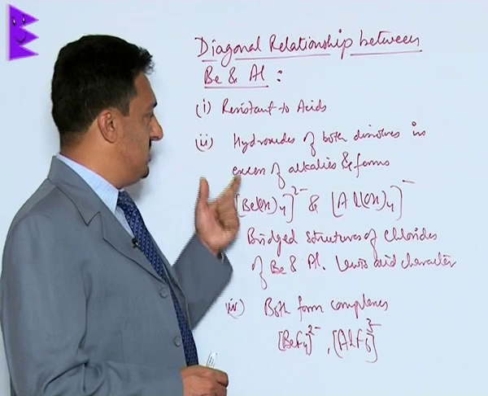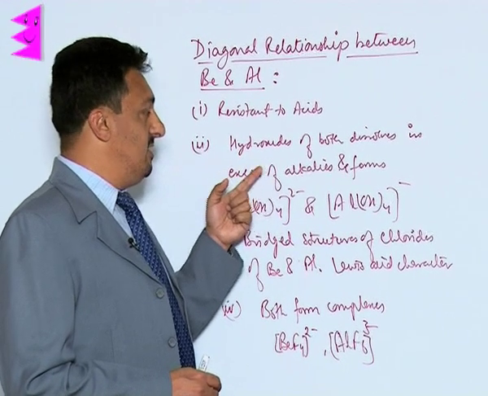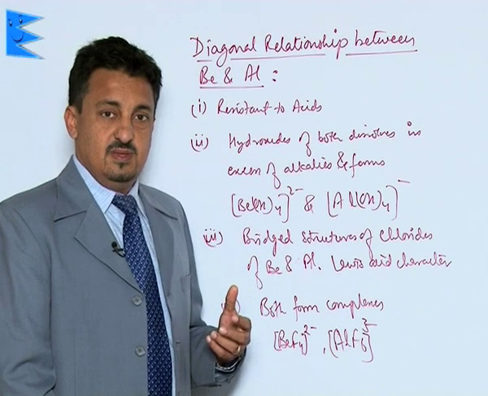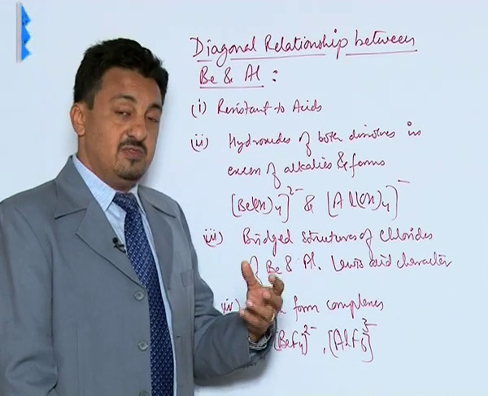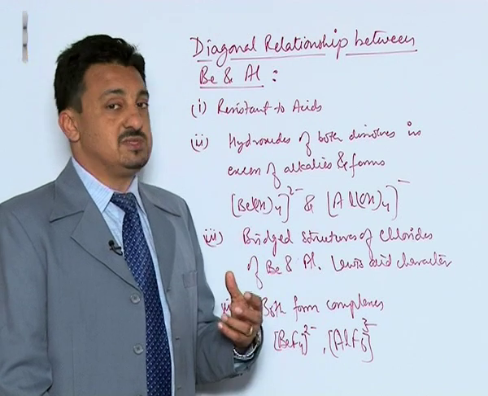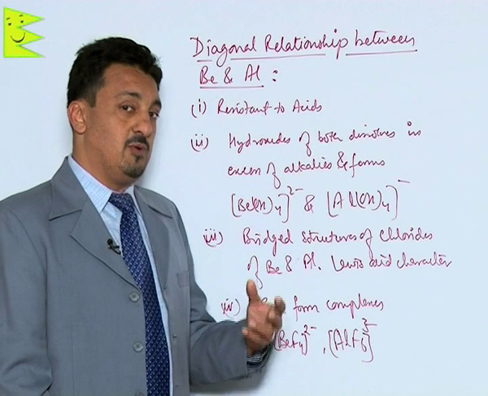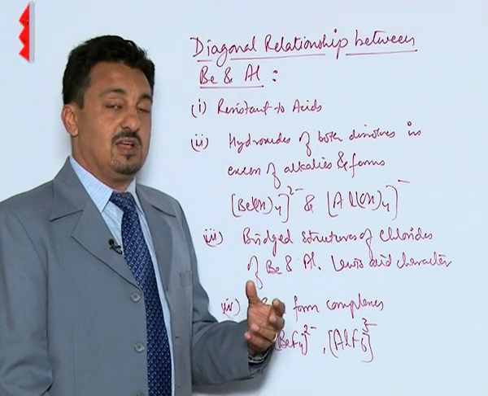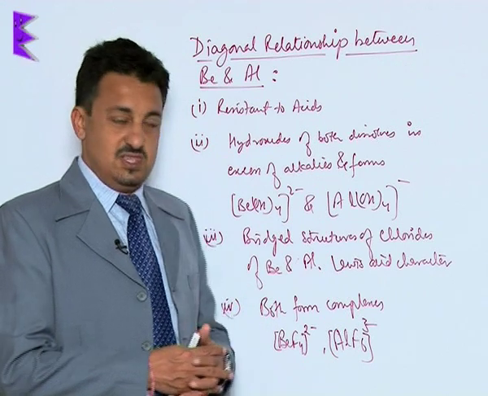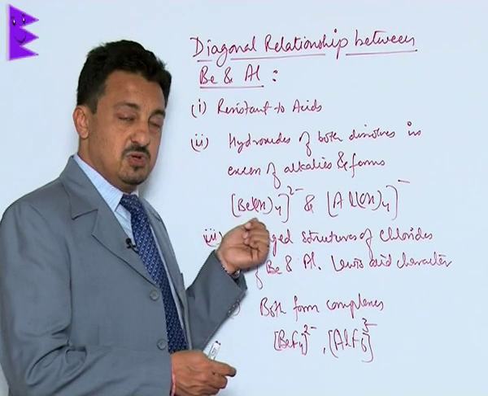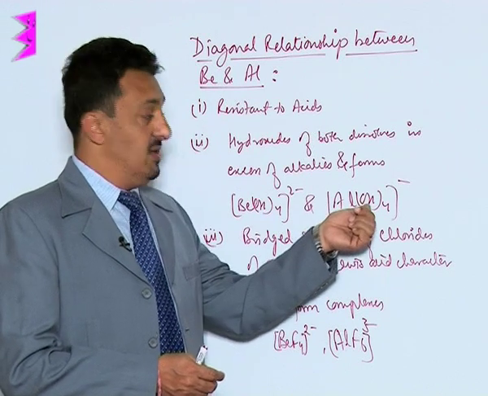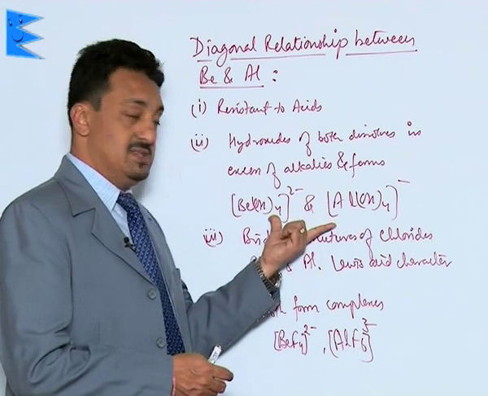Then the next point, the hydroxides of both dissolve in excess of alkalis and form complexes. The main reason is that the hydroxides of both of these elements are basically electron deficient and are Lewis acids, and that is why the moment they are put in any strong alkaline medium, they accept OH minus ions and compensate their electron deficiency. That is why beryllium forms Be(OH)4 2 minus and aluminium forms Al(OH)4 minus. So they form these complexes.